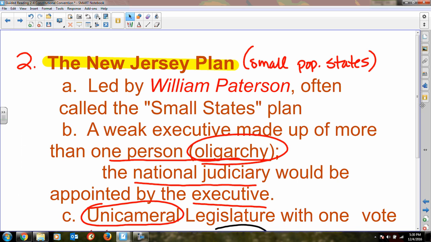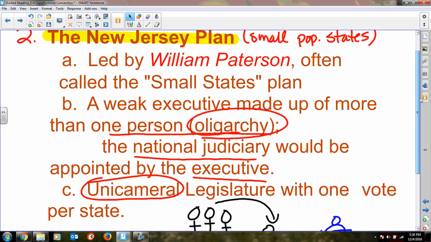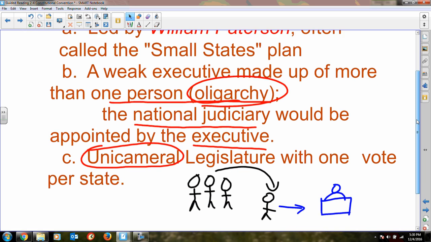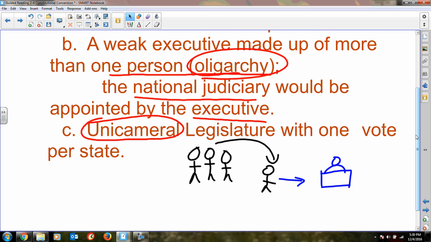So the New Jersey plan was the plan for the small states, okay? They wanted an oligarchy, okay? They wanted more than one person to be in charge of that executive branch. And the national judiciary would be appointed by the executive, and in the unicameral legislature, everybody would have one vote. So here are my goofy pictures again. The people would vote for one person who would eventually vote for the executive branch.